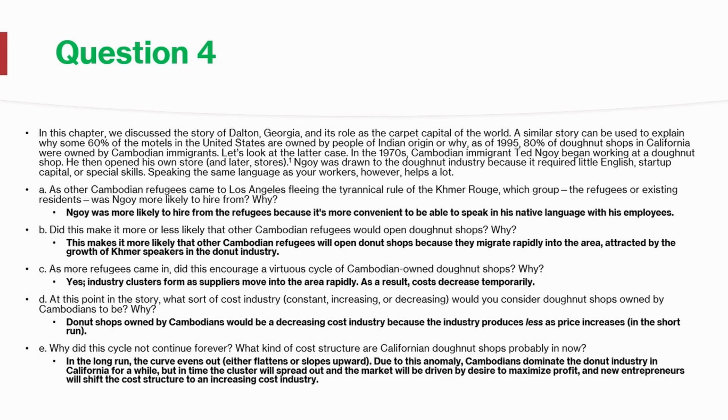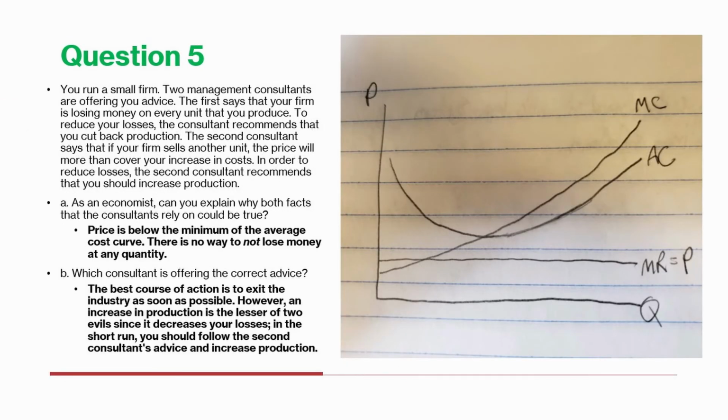Okay. Question 5. You run a small firm and you're given 2 different sets of advice from 2 different consultants. First consultant says you're losing money on every unit you produce and you should cut back production. Second consultant says that if your firm sells another unit, the price will more than cover your increase in costs, so you should increase production. They're both right, but both of their advice are not right.